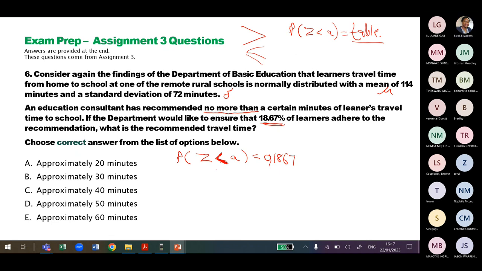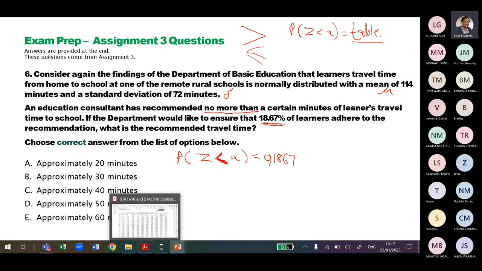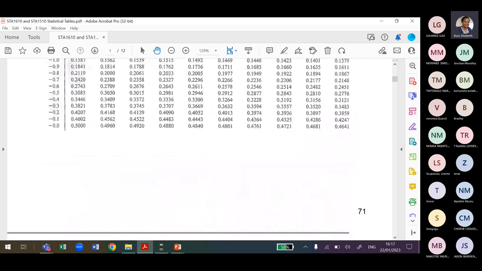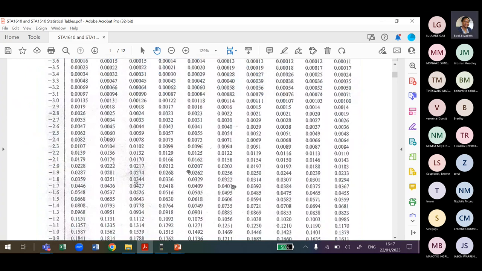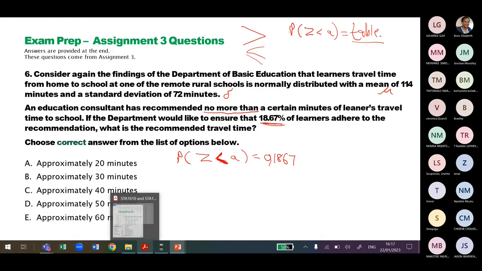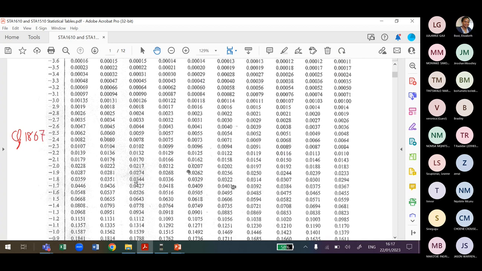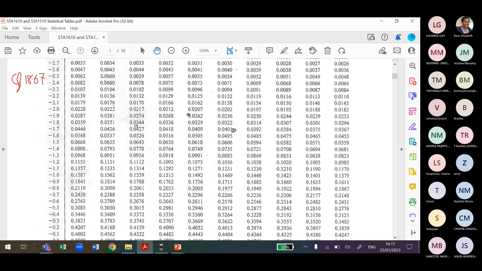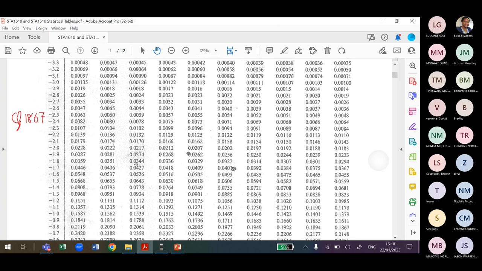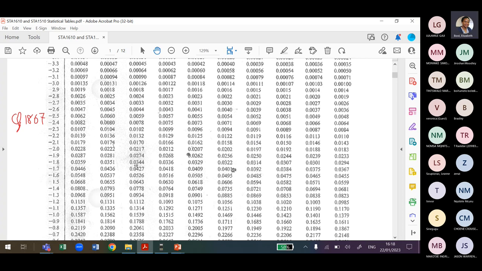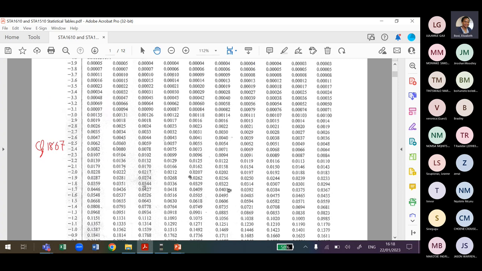So what is the value of A? Because the probability is small, we'll go to the negative side. And inside this, we need to look for 0.1867. Inside here, look for 0.1867. Did you find it? I already found it, but I'm asking if you have found it.